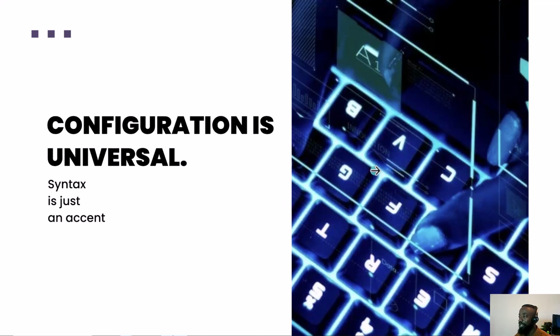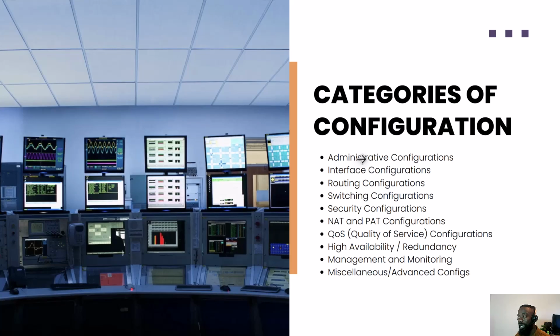I've categorized these configurations that you can do, the basics, into various categories that we are going to be seeing, and it will help you understand what you need to configure or what are the basics that you need to know trying to configure any device at all. So some of the categories that I have here include administrative, interface, routing, switching, security, NAT and PAT, quality of service, high availability, management and monitoring, and miscellaneous configurations.